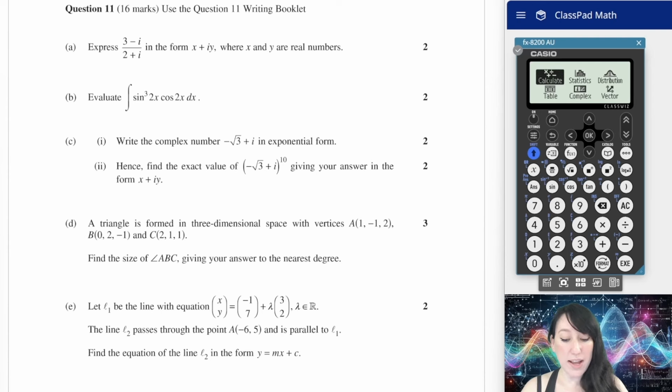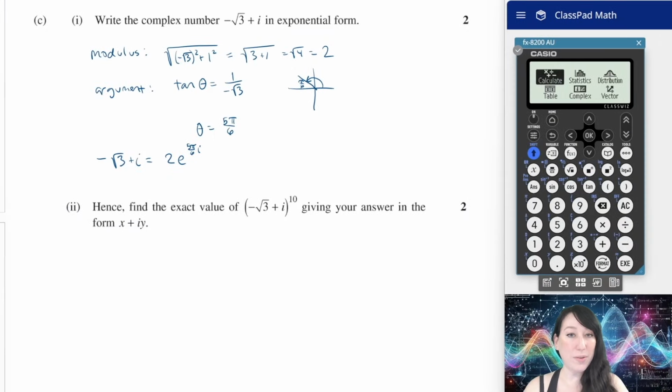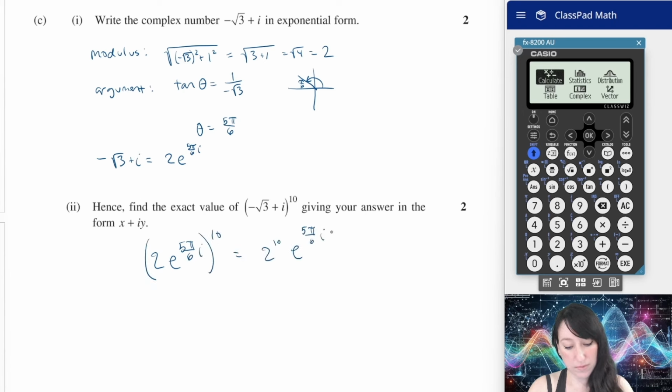Now C part 2 is hence find the exact value of (-√3 + i) to the power of 10, giving your answer in the form x plus iy. So having a complex number in exponential form makes it much easier to find a power of that number. Now, we might want to convert that argument to a principal argument and then convert back into x plus iy form.